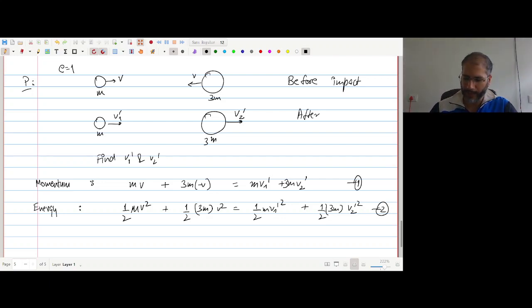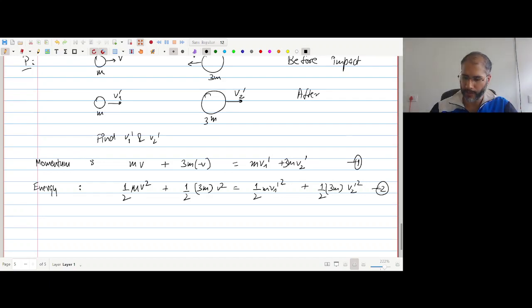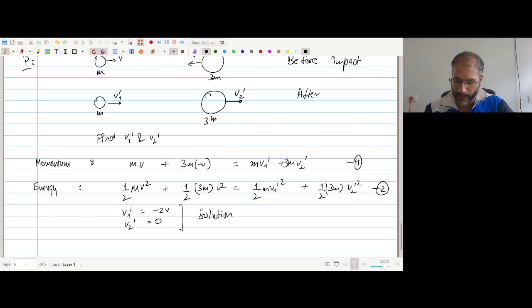This actually gives us a quadratic in the unknown, and it could be v1 prime or v2 prime, whichever you eliminate from the first equation. This quadratic will give us two solutions. The first one is the same as the initial condition, because that also satisfies the momentum and energy conservation. But that is not of interest because that is what we already know, that is before impact. The after impact solution you will get is v1 prime equals minus 2v and v2 prime equals 0. So the first object, which is the lighter one, will rebound with double the speed, and the second one will come to a stop.